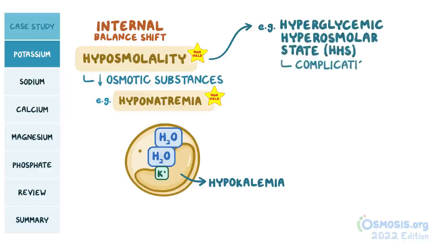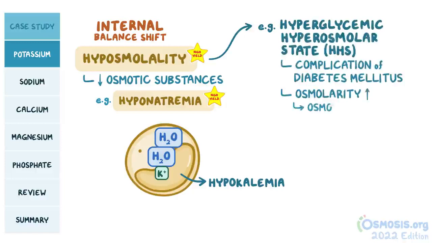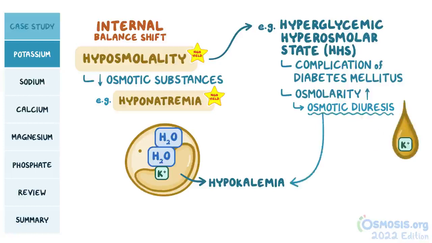However, bear in mind that alternatively, in some cases of hyperosmolarity, like in a hyperglycemic hyperosmolar state, or HHS, which is a complication of diabetes mellitus, osmolarity can get so high that it leads to osmotic diuresis. Osmotic diuresis can also drag that potassium into the urine, and this may lead to total body potassium loss and hypokalemia.